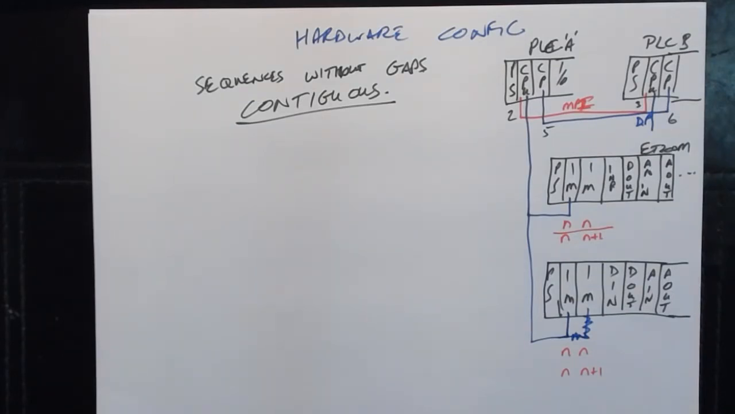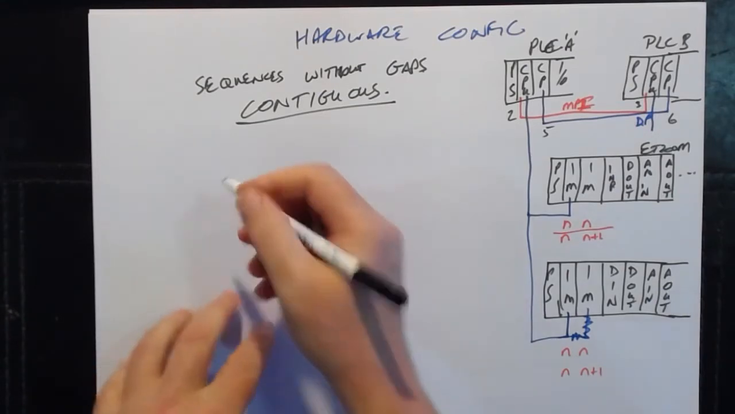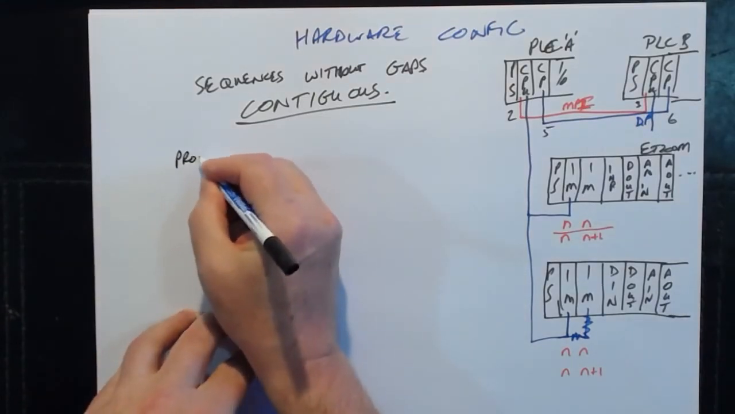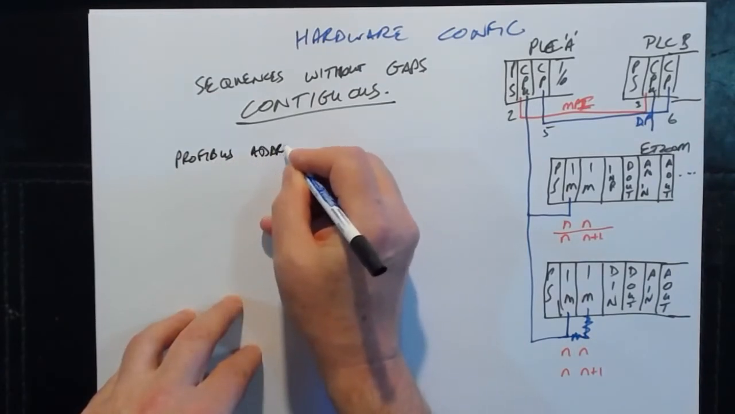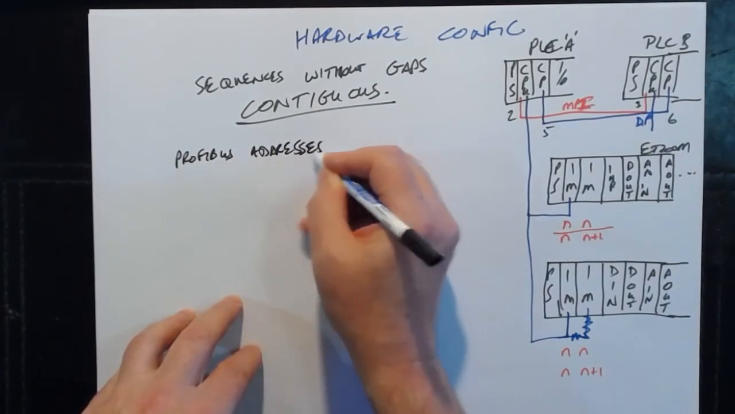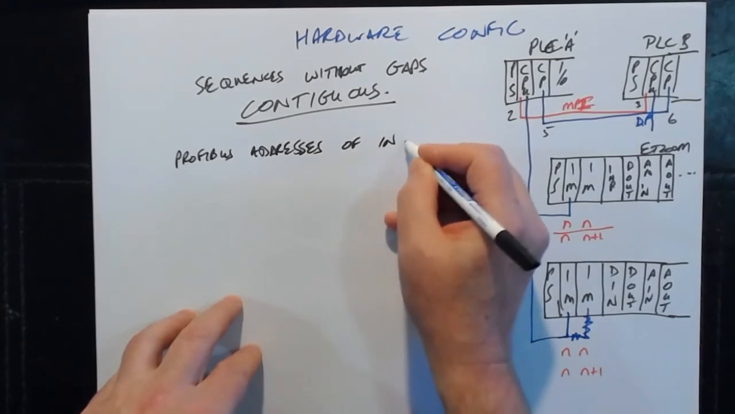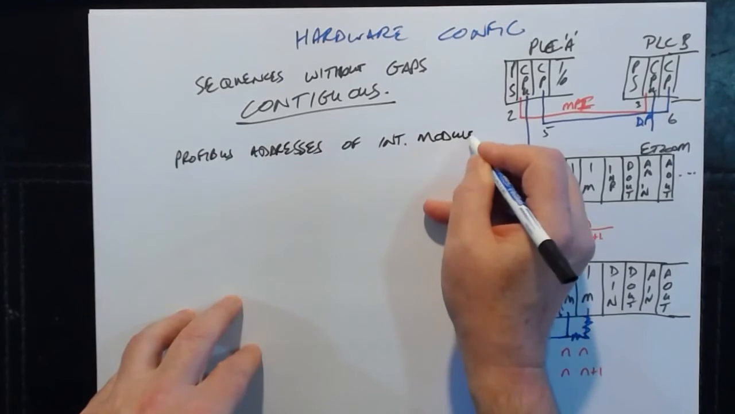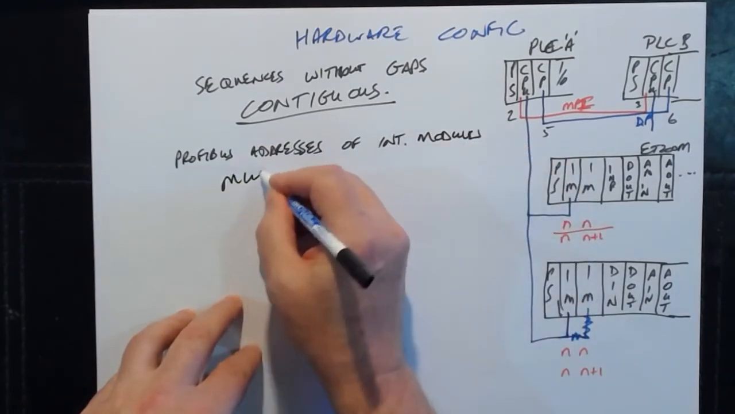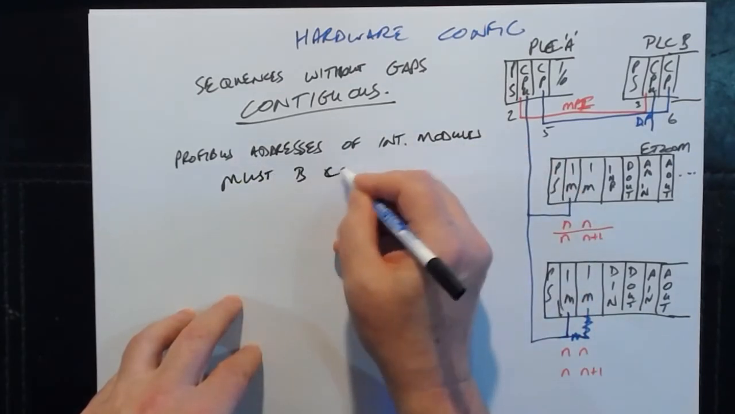Next, we've got to look at the Profibus addresses of interface modules. They must be contiguous.